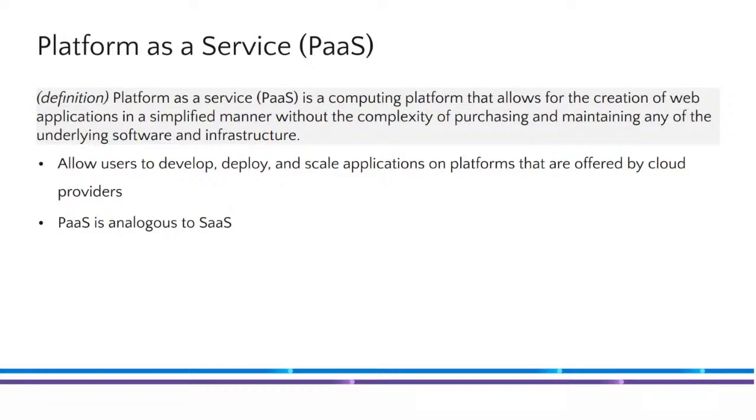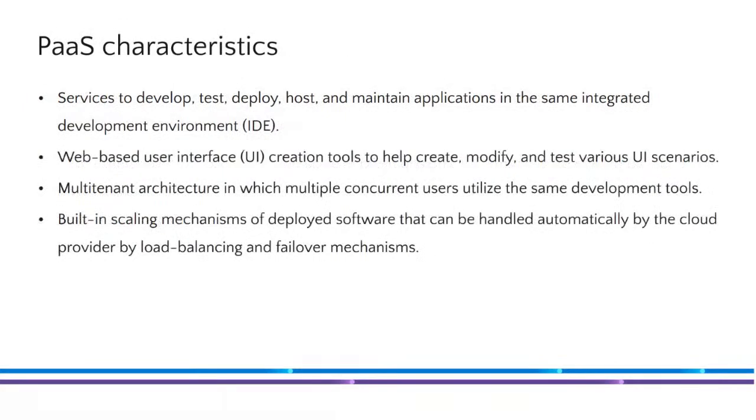So first of all, you have to develop that particular application, deploy it, and scale the application on the platform that are offered by the cloud provider. Again, PaaS is analogous to SaaS. Why I'm saying that, because when we say services, SaaS totally includes the PaaS. It's kind of a subset of SaaS, you can say, because PaaS also includes developer tools plus the main web application kind of thing. So that's a great thing about platform as a service.